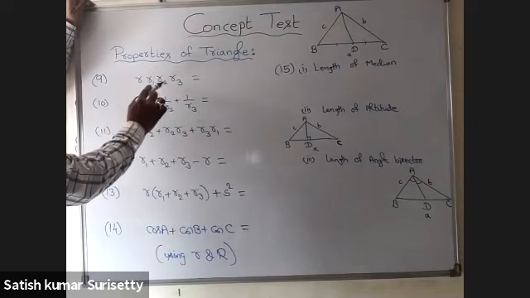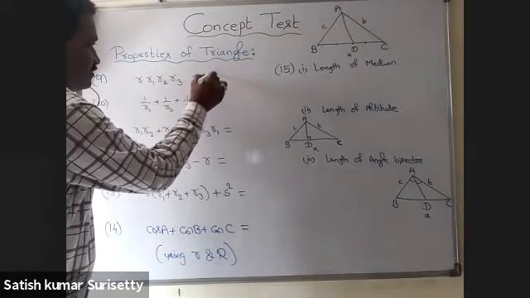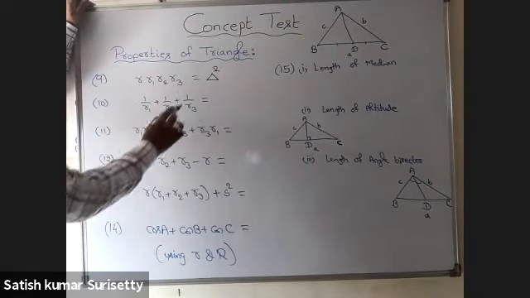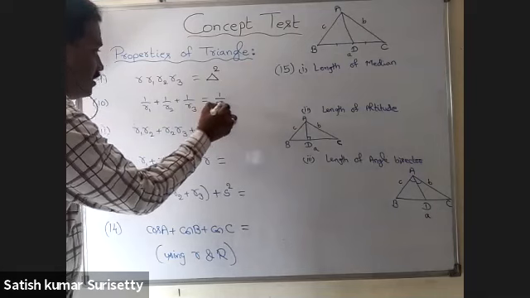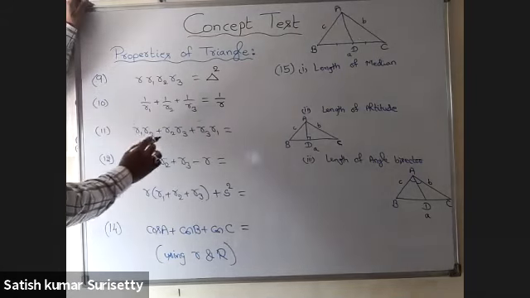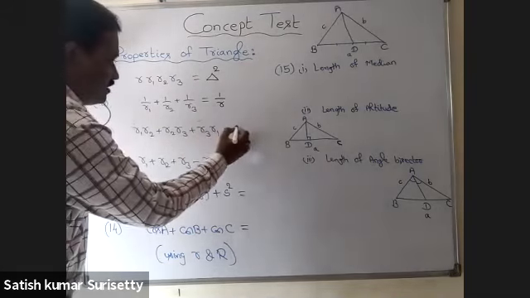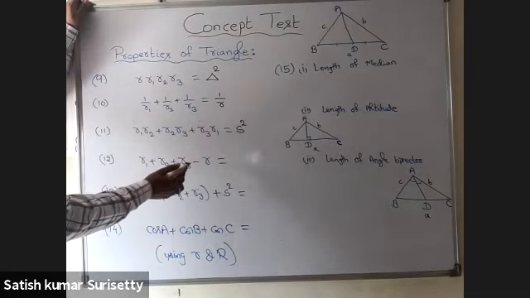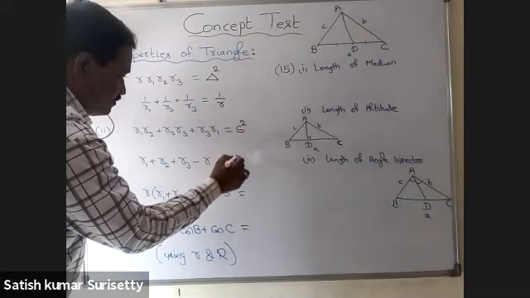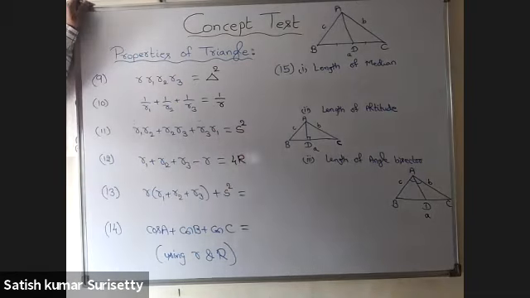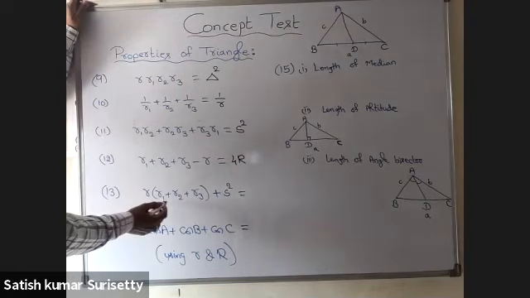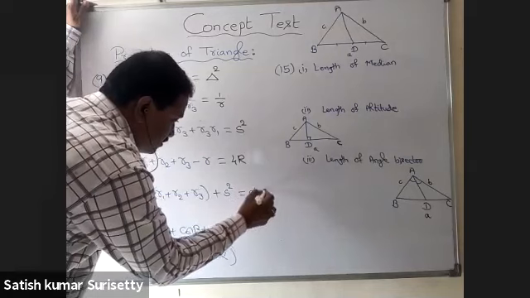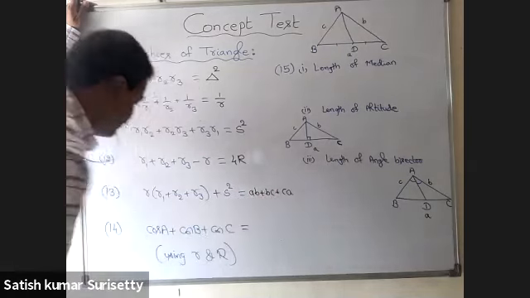r r1 r2 r3 is delta square. 1 upon r1 plus 1 upon r2 plus 1 upon r3 equals 1 upon r. r1 r2 plus r2 r3 plus r3 r1 equals s square. r1 plus r2 plus r3 minus r equals 4R, where capital R is the circumradius. r into r1 plus r2 plus r3 plus s square equals AB plus BC plus CA.